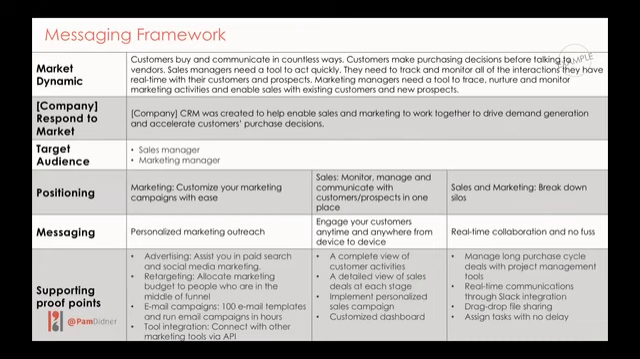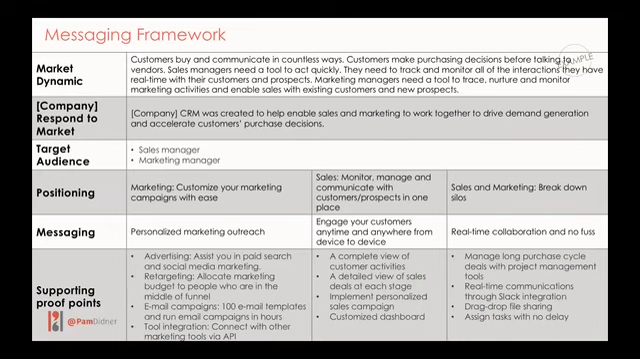Then the next one is basically the company's product response to the market, because this is a marketing challenge, and what kind of product has been created to actually help your target audience. Then, of course, on any kind of messaging framework, you need to have a target audience.